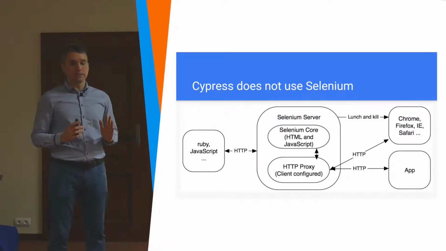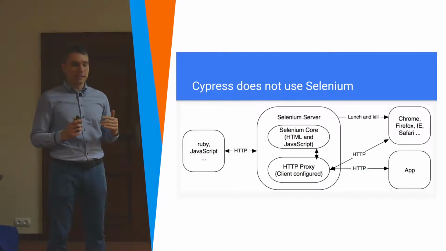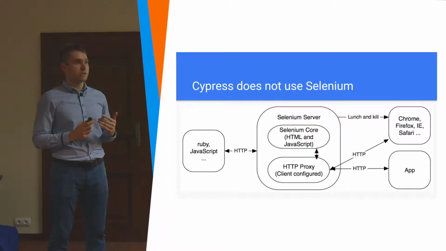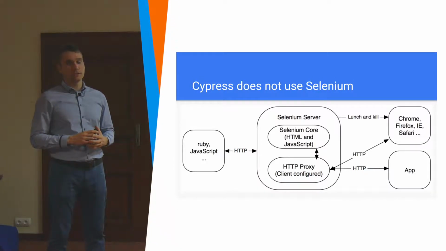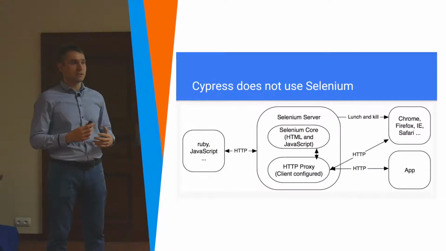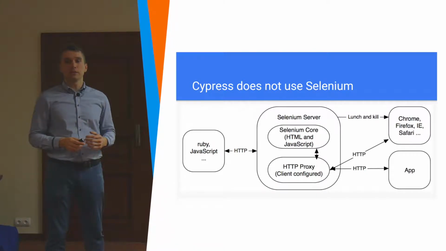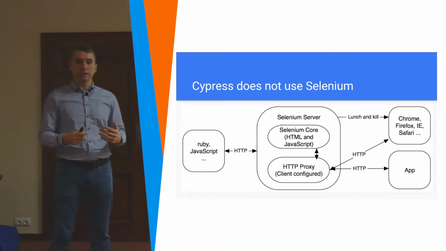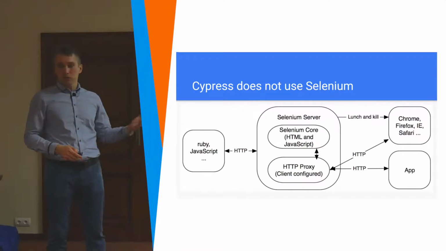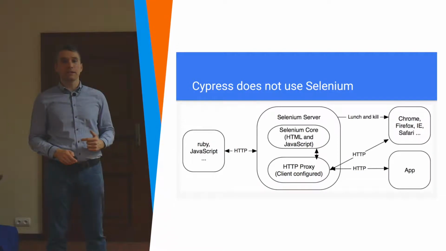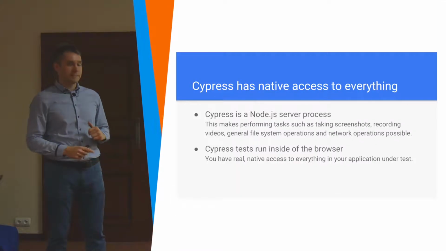There's also an important difference from most of the tools on the market, which is that Cypress is not using Selenium. On this diagram, you can see that Selenium introduces a certain architecture, which brings some limitations to what you can do with end-to-end tests. And if you don't have this limitation, you have new possibilities.